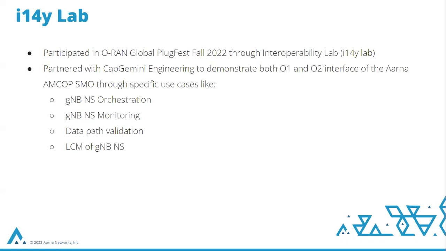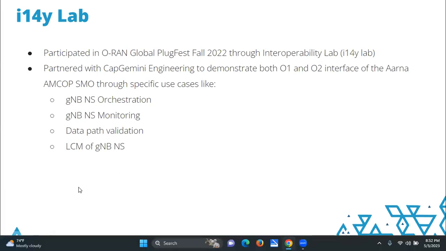When I say data path validation, it is basically making a call over the 5G. Once the data path is validated, the next thing is how the orchestrated network service gets its life cycle managed, be it upgrades or scale out. Those capabilities are also demonstrated as part of the PlugFest 2022. That's it from my end. With this, I will hand it over to my colleague Bhanu.